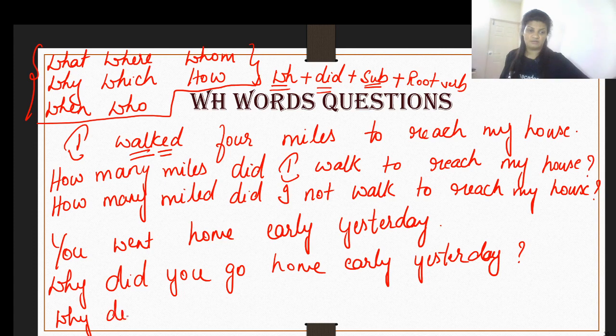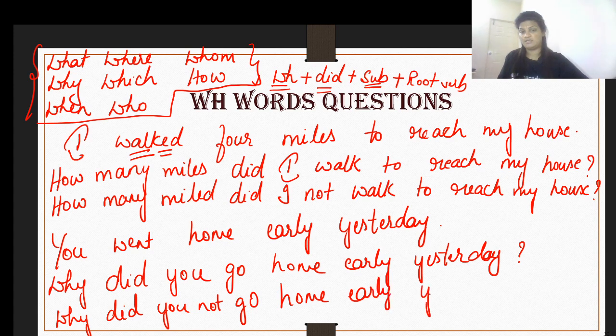How to make this a negative? Why did you not go, or why didn't you go as well, home early yesterday? Why didn't you go home, or why did you not go home early yesterday? Well, contracted forms are used mostly in speaking while you speak in English. These separated forms are mostly used in written English to keep the language formal.